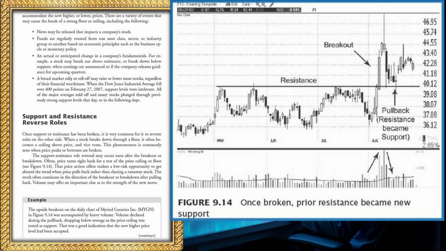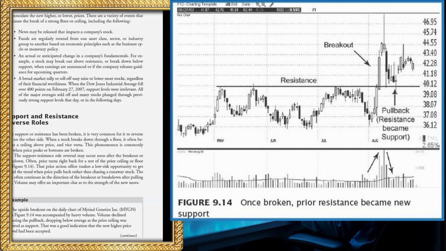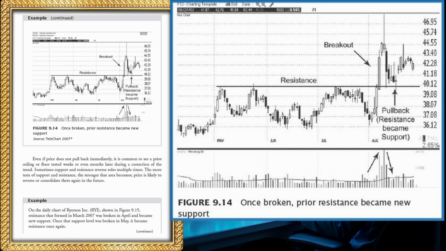Volume may offer an important clue as to the strength of the new move. Example: The upside breakout on the daily chart of Myriad Genetics Inc. (MYGN) in Figure 9.14 was accompanied by heavy volume. Volume declined during the pullback, dropping below average as the prior ceiling was tested as support. That was a good indication that the new higher price level had been accepted. Even if price does not pull back immediately, it is common to see a prior ceiling or floor tested weeks or even months later during a correction of the trend.